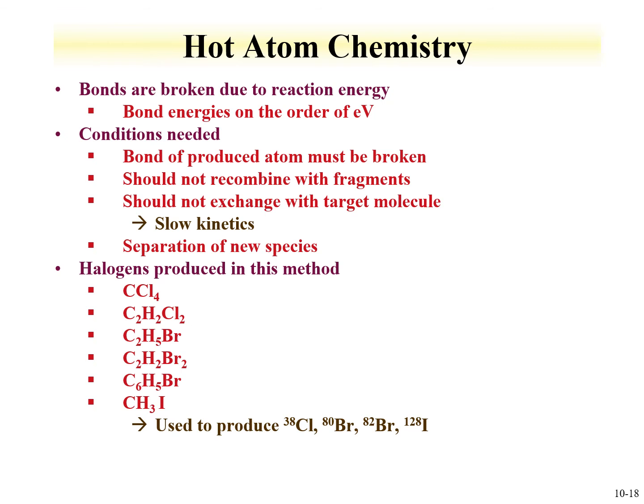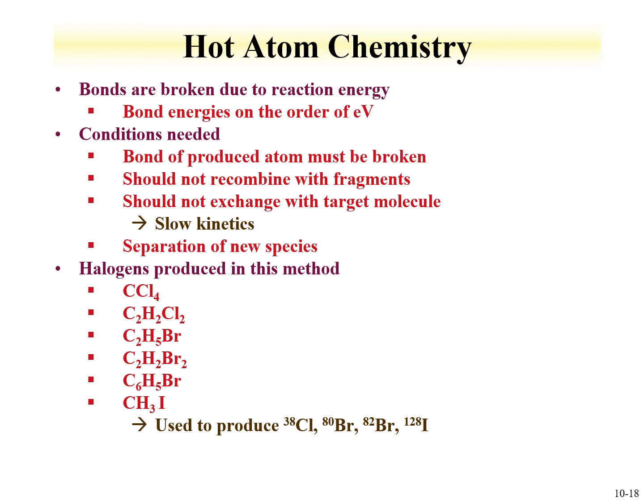The mechanism that occurs in hot atom chemistry is that chemical bonds are broken due to the reaction energy. Certain conditions need to be met. Only the bonds of the produced atom must be broken. In the case that we discussed earlier with the iodine, if the bonds broke in both the inactive and active iodine, the separation wouldn't be very useful.